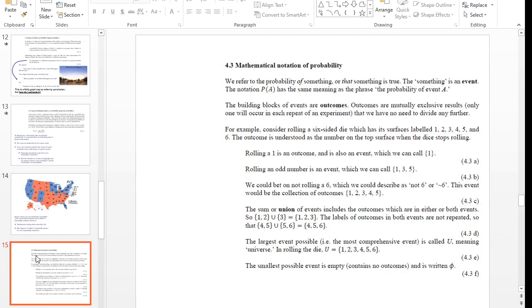You need to know that there's the term called the union of events, which includes the outcomes which are in either or both events. So, for example, the union of rolling a 1 and 2 with 3 is 1, 2, 3. Labels of outcomes which are in both events are not repeated. So the union of 4 or 5 with 5 or 6 is simply 4, 5, 6.